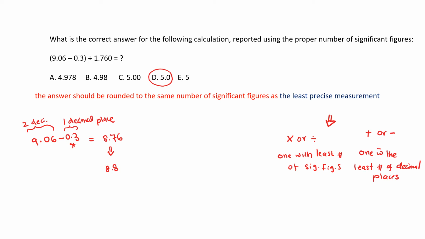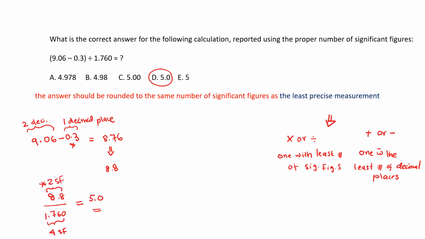I'm going to break this into two parts. First is subtraction, and I'm going to solve this part first and then do the division. If you do the subtraction, you are going to end up with this number, and let's consider these two values. 9.06 has two decimal places, because this is a subtraction, we are going to consider the decimal places, and 0.03 has one decimal place. So your final answer should have just one decimal place. So the first part is done, then go to the second part.